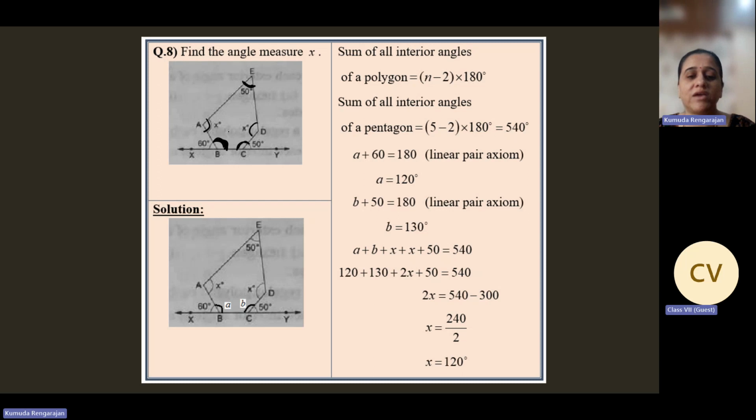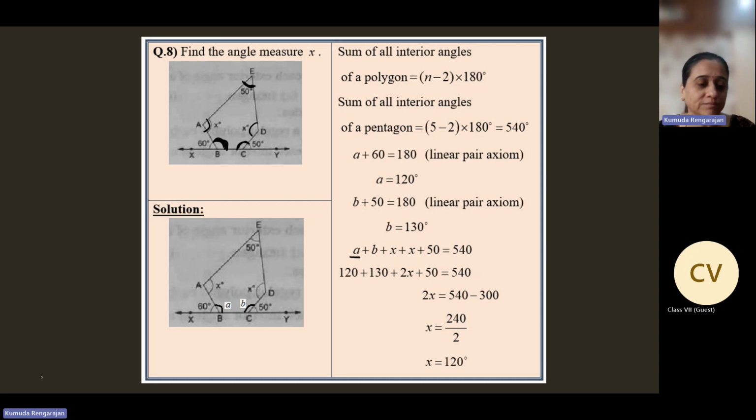Yes, the sum of the 5 angles is equal to 540. Okay. So 50 plus 2x plus 130 plus 120 is equal to 540. So A plus B.